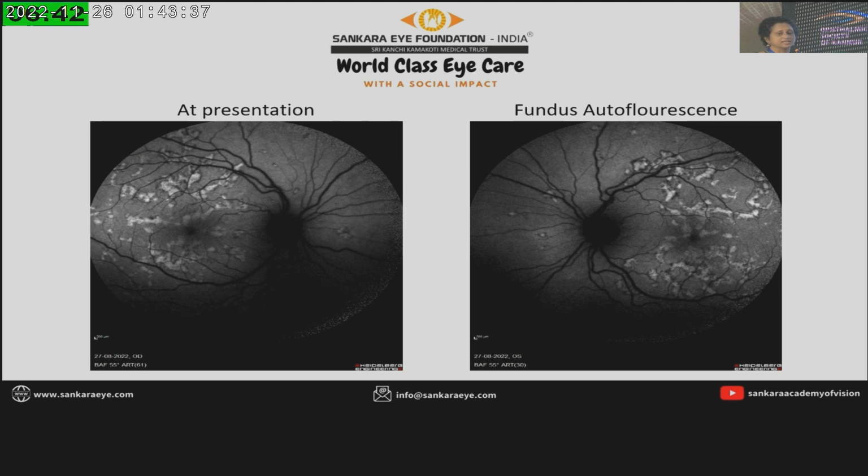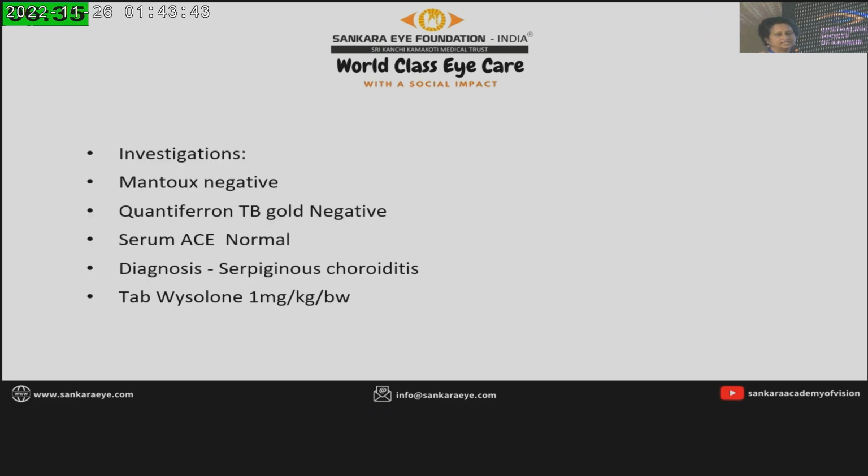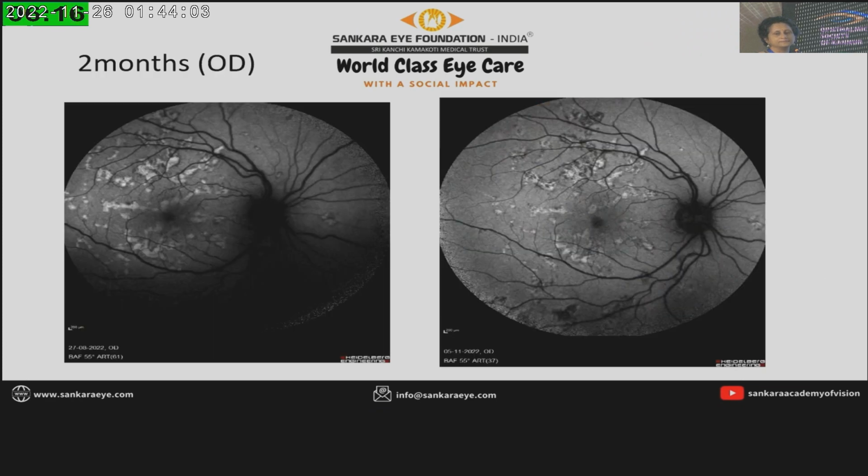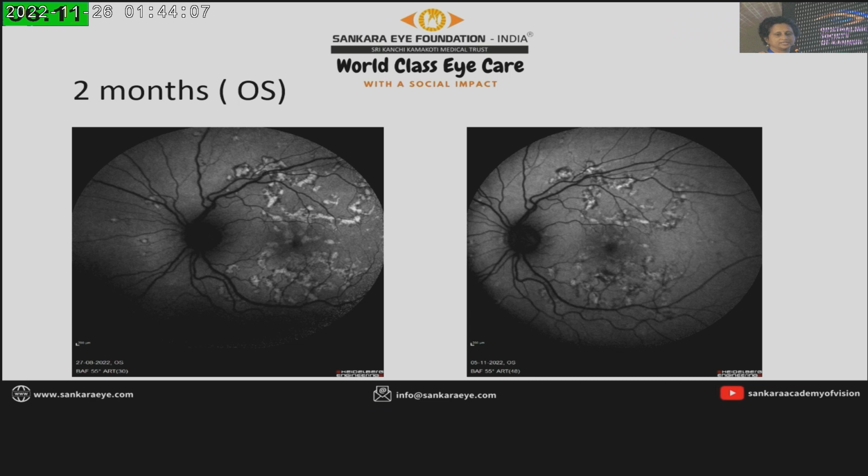This patient was again investigated. Of course, investigation is very important in uveitis. All the tests were negative, so we started him on oral steroids because this is a progressive disease that can threaten the macula and cause decrease in vision. It's very important. We have seen a lot of patients losing vision because treatment was not initiated at the right time. So we need to start them on oral steroids. At 2 months follow-up, the vision improved and you can see the lesions healing. This is the right eye pre and post treatment, and this is the left eye.